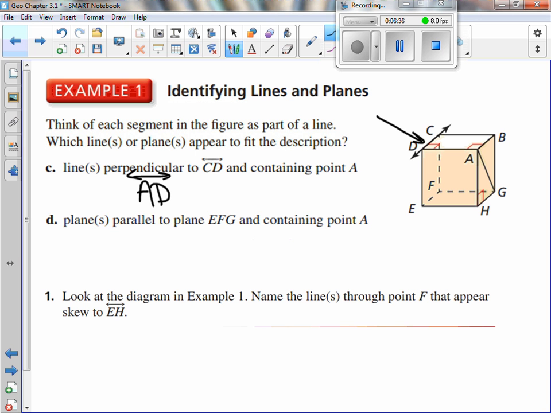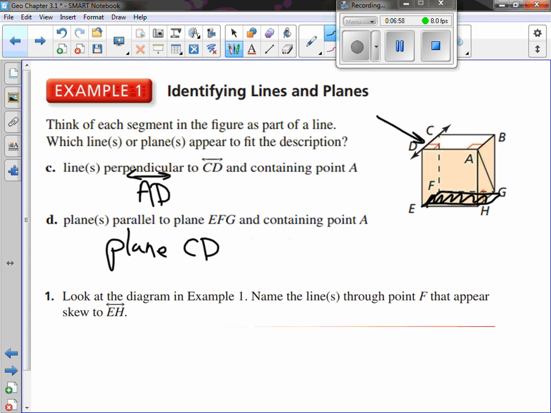Okay. Planes parallel to plane EFG. So we're mainly talking about this bottom plane here and containing point A. What plane would be parallel to that bottom plane and contain point A? So we can say plane CDA, or kind of any iteration of those four letters on top, C, D, A, and B. Any combination of those three letters would be a plane that's parallel to EFG and contains point A.